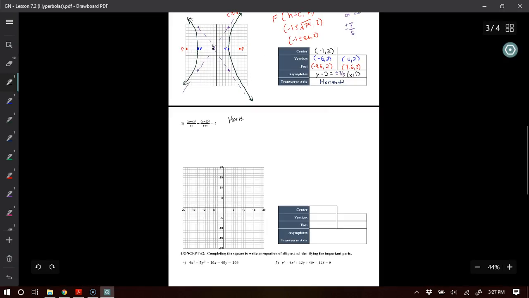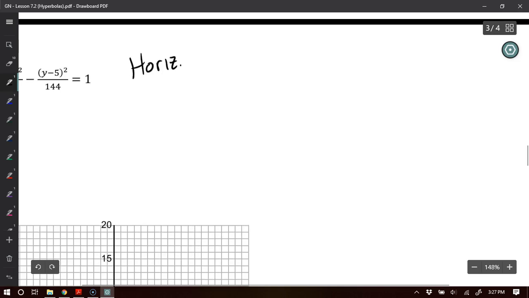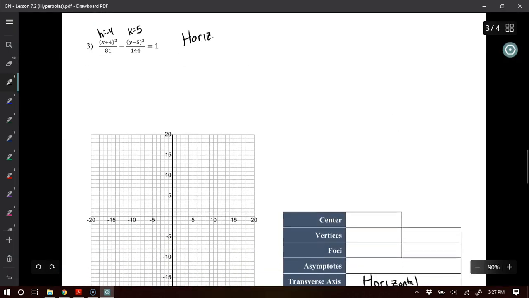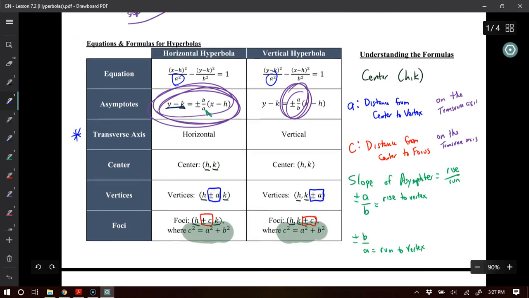So I go to the transverse axis on it. My transverse axis is horizontal. If I were to look at the formula sheet, it says x minus h, so my h is -4. Y minus k, so my k is 5. So I have my center. I am going to plot the coordinate -4, 5. So -4, 5 right here. That's my center.